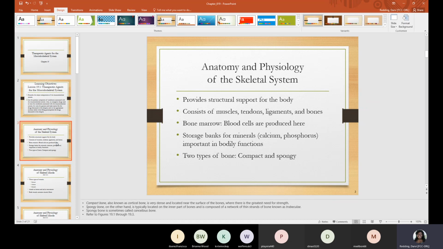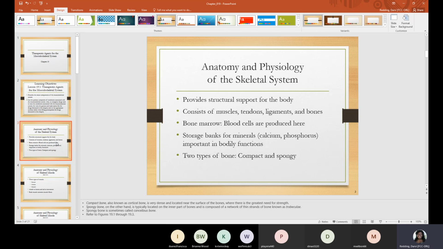Now, bone marrow represents where our blood cells are produced. The skeletal system also has the storage banks for minerals for the bones, including calcium and phosphorus, which are important in bodily functions.